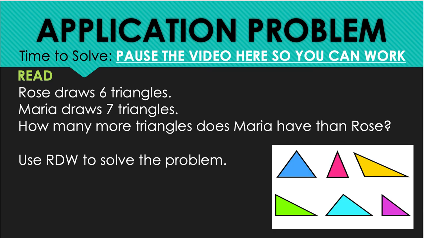Now it's your time to solve the problem. Pause this video below so you can have some time to work. I'll read it one more time. Rose draws 6 triangles. Maria draws 7 triangles. How many more triangles does Maria have than Rose? Once you finish solving, unpause the video and we'll go over some solutions next.